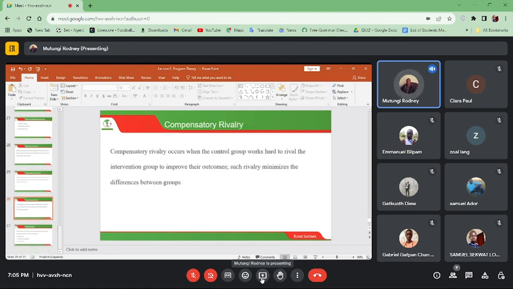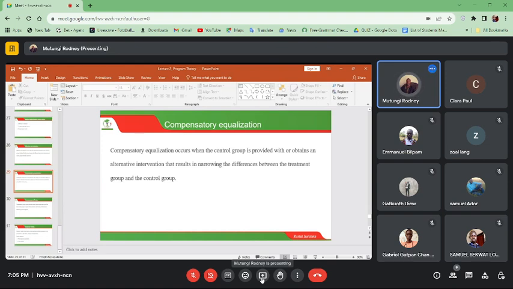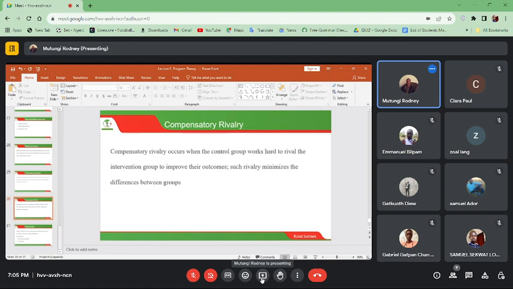Then compensatory rivalry, as another limitation of randomization. In compensatory rivalry we see that the control group works hard to rival the intervention group to improve their outcome. So such rivalry ultimately minimizes the differences between the groups.